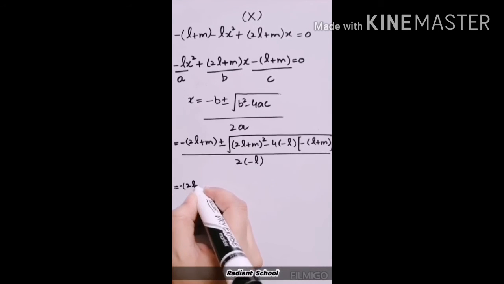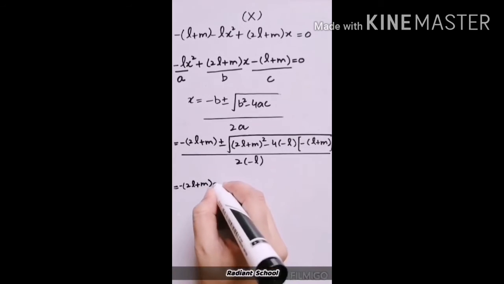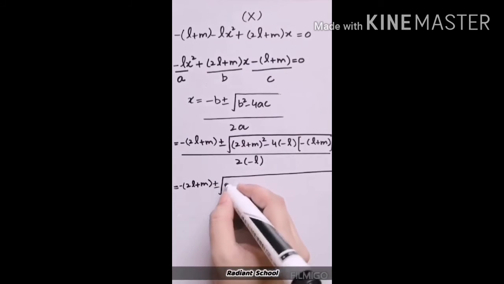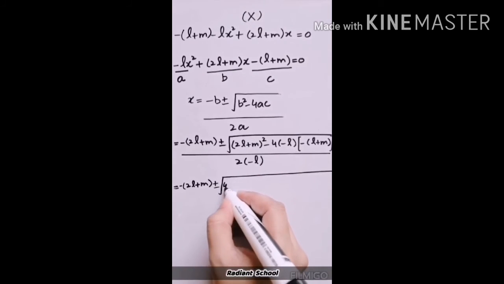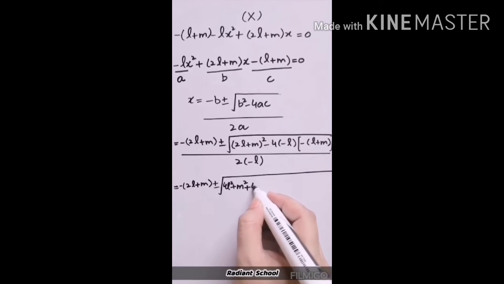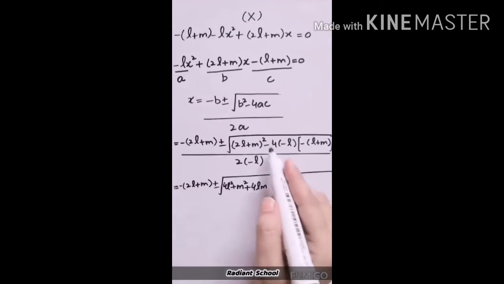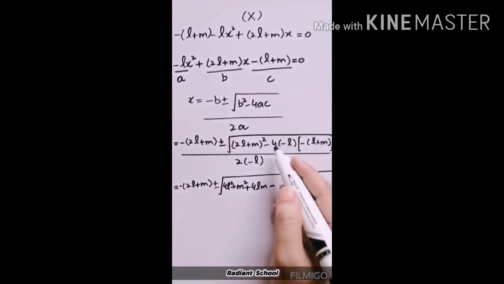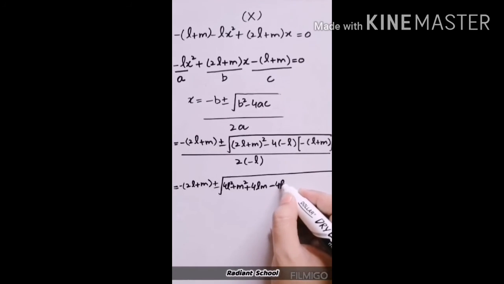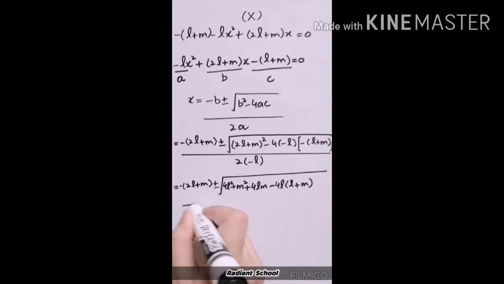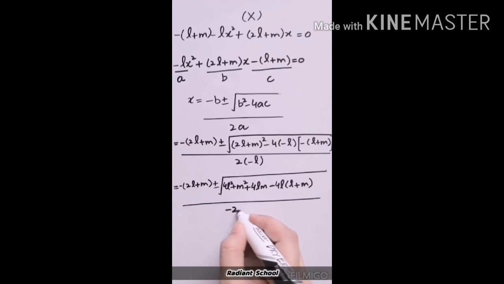Minus 2l plus m will be as it is, plus minus square root of, I have to open the whole square. The a plus b whole square formula will be a square plus b square plus 2ab. Minus minus plus and plus minus minus, 4 multiplied by l will be 4l. Inside the bracket l plus m will be left, divided by minus 2l.